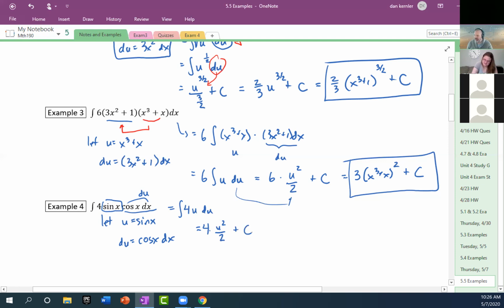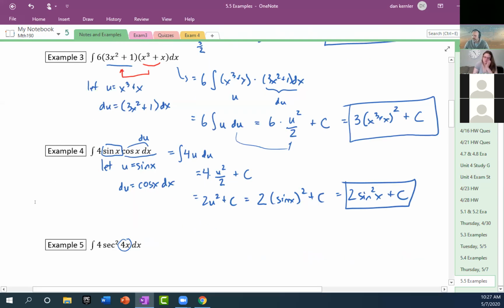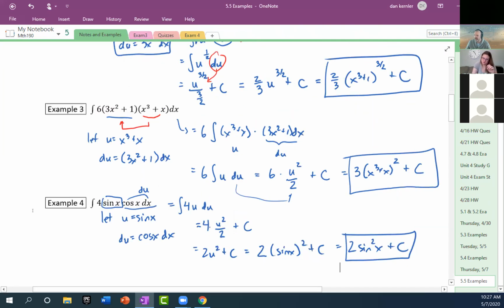So u substitution here, we let u be sine x, du is cosine of x dx. So then we just have 4u du. We use our power rule, u squared over 2, and that's 2u squared plus c. And then we substitute back in u is sine of x. Usually we would write that 2 sine squared of x plus c. All right, any other questions on those two?